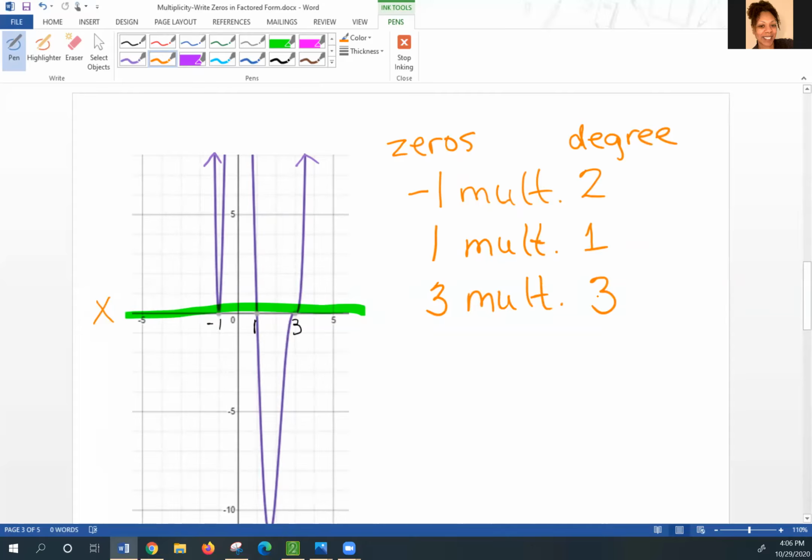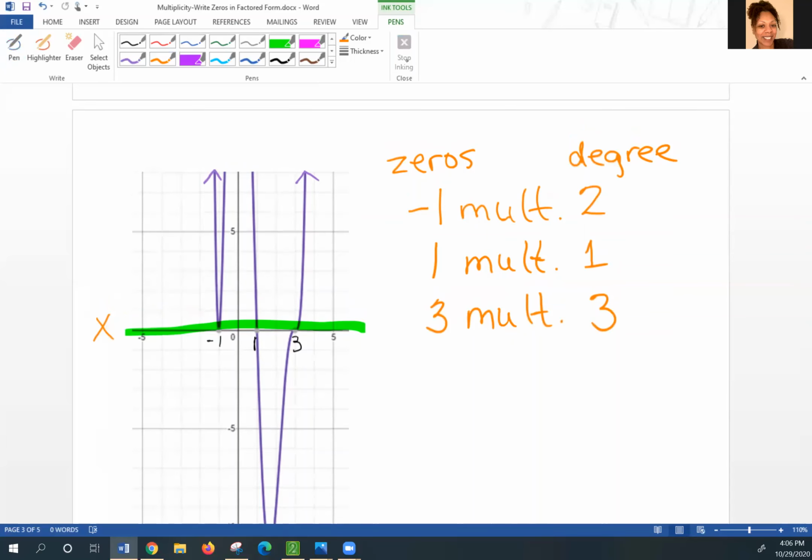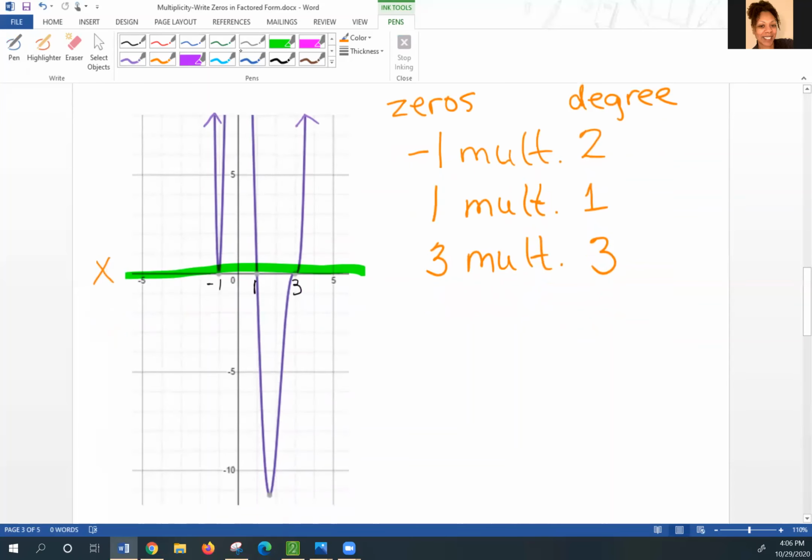So if I'm trying to determine, well, what is the degree of this entire graph? Again, you can't see the complete picture here, but if you could see the complete picture of this graph, I'm just going to try to draw it in as best I can.